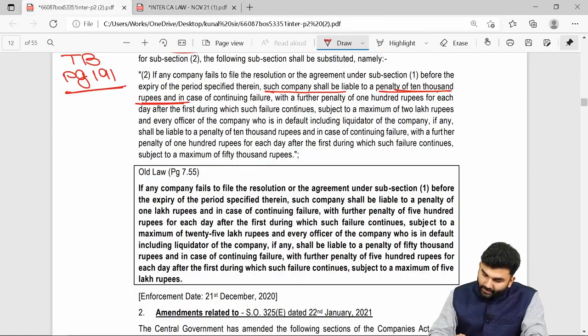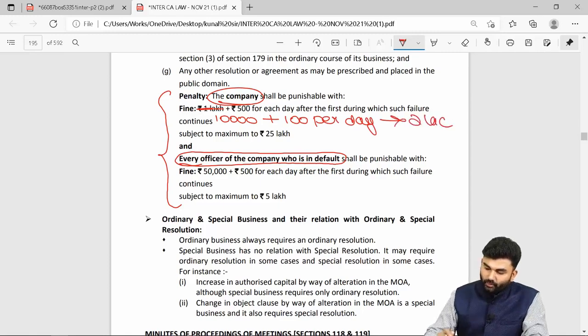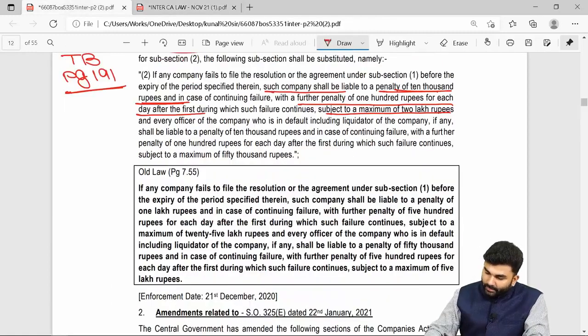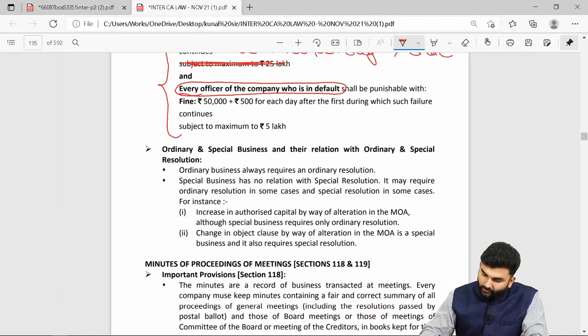Okay. Plus for the continuing failure, it will be 100 rupees per day, subject to a maximum penalty of rupees 2 lakhs. So these words, 25 lakhs and 500, have to be removed. In case of officer in default, including liquidator of the company, you need to write down the words called including liquidator.